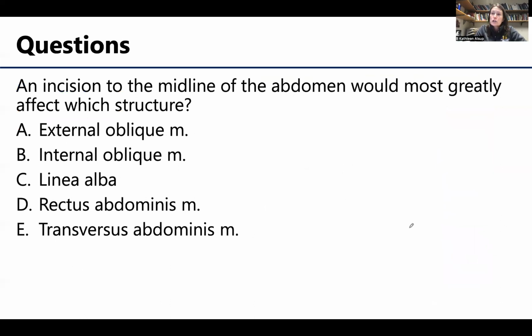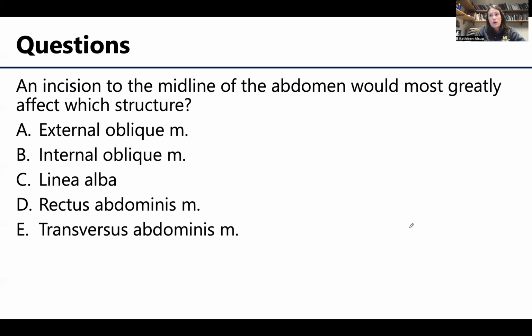All right, excellent. So, a tremendously important area, but a rather simplistic area in terms of the amount of muscles present. So, a question here for review: an incision to the midline of the abdomen would most greatly affect which of these structures? Is it the external oblique, the internal oblique, the linea alba, the rectus abdominis, or the transversus abdominis? Pause the video, and when you're ready, let's discuss this.